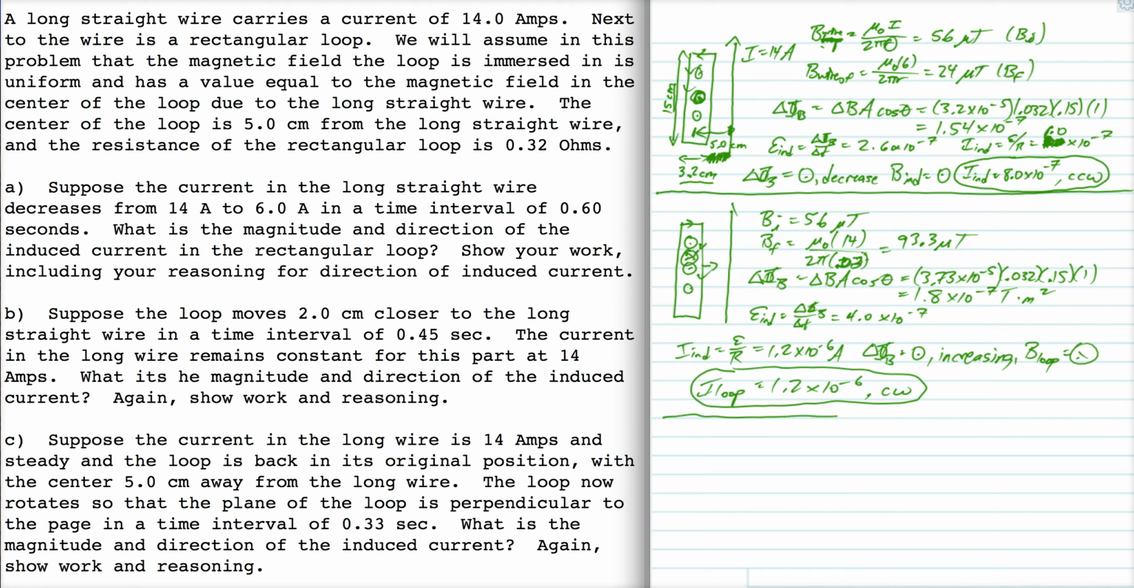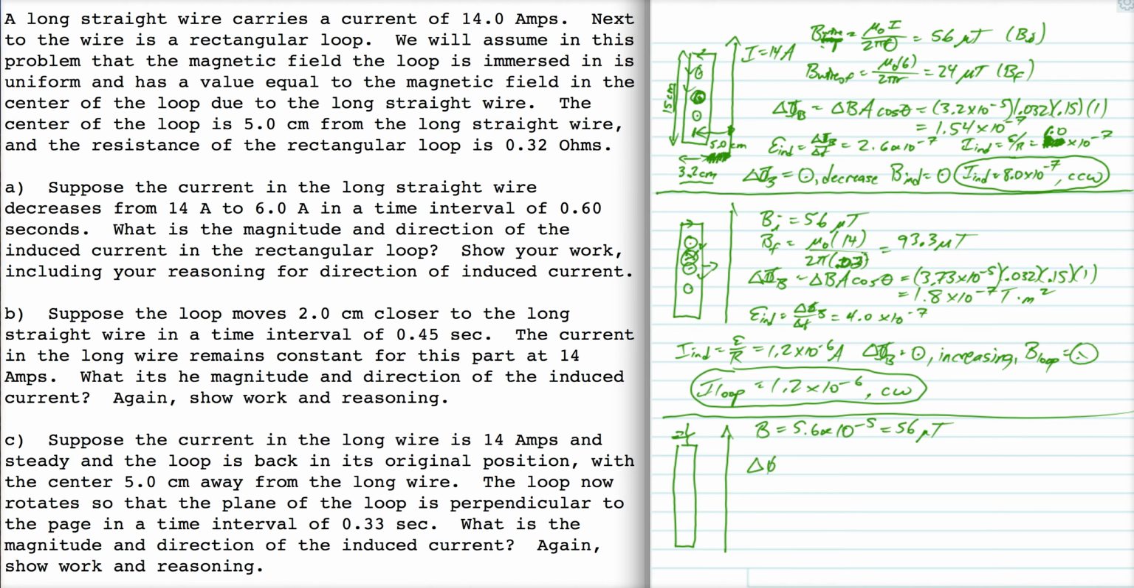Okay. Now for part C, we have our long straight wire, and our current loop stays steady this time, but now it rotates along an axis, so it ends up being edge on to us. Right now the loop is face on, and it's going to end up being edge on. So the magnetic field in the loop is 5.6 times 10 to the minus 5 Tesla, or 56 microtesla still. That's the magnetic field in the vicinity of the center of the loop.